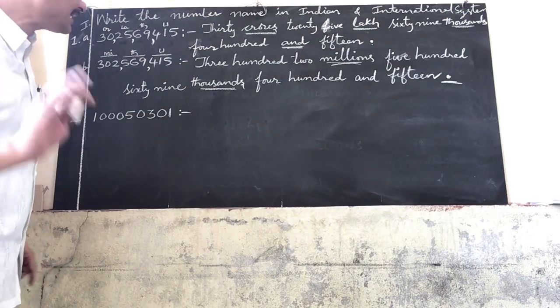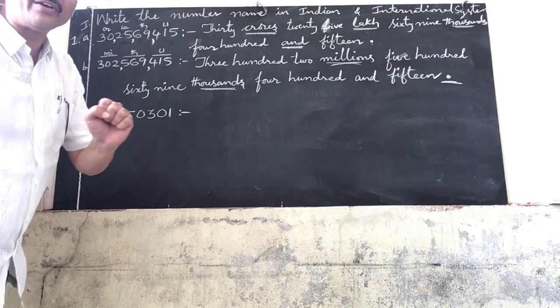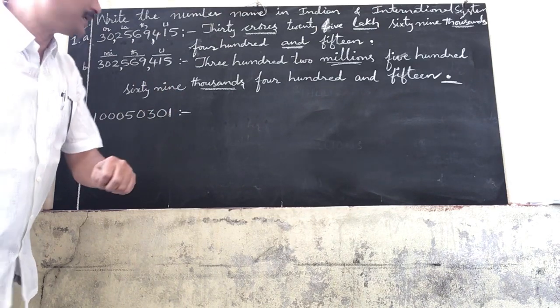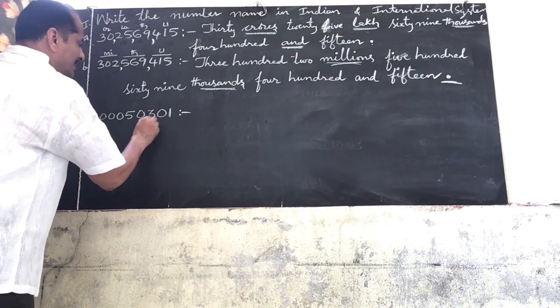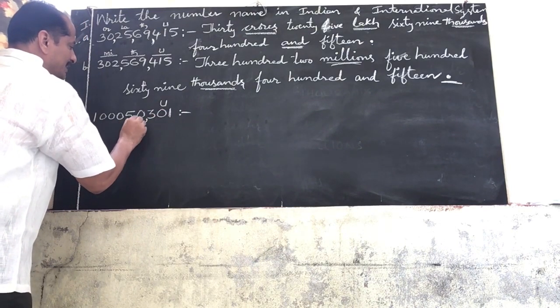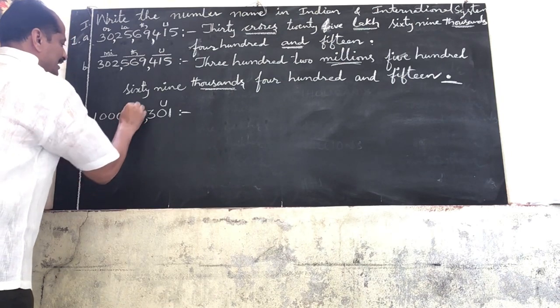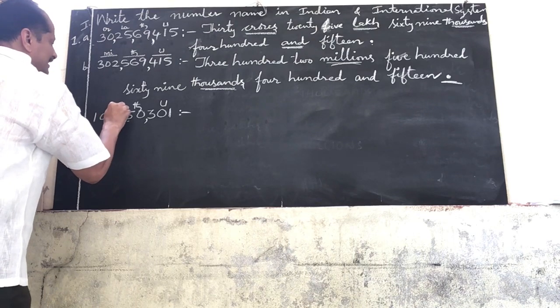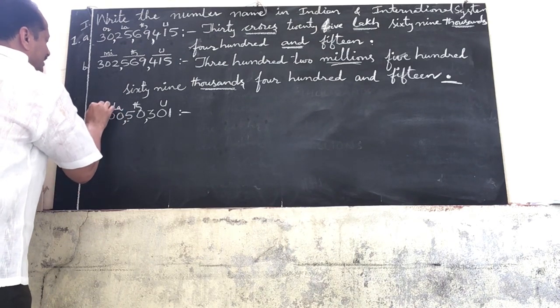So now divide this number into periods. How many periods do we have in the Indian system? 4 periods: units period, thousands period, lakhs period, crores period. Units period has 3 places: 1, 2, 3. Divide them into units period. Next greater than units period, thousands period, 2 places: 1, 2. So place a comma. Next greater than thousands period, lakhs period, has 2 places. Place a comma. Next greater than lakhs period, crores period, 2 places.